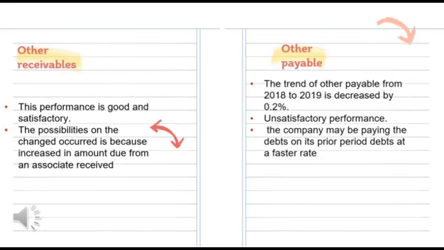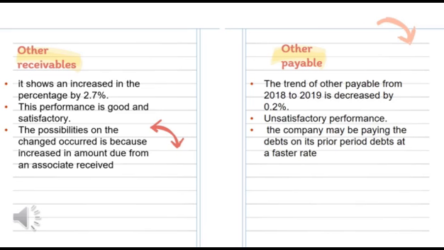In the last portion of non-current asset, the trend of other receivable shows an increase in the percentage by 2.7%. This performance is good and satisfactory. The possibilities on the change occur because of the increase in amount due from an associate receivable. The company received the current portion of the amount due from the investment in an associate later than 5 years, amounted to 593,953 ringgit.